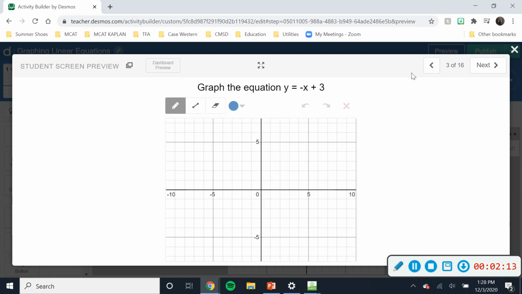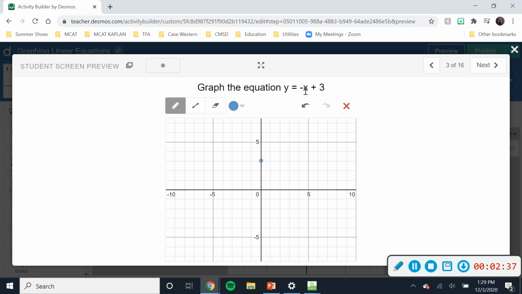Okay, we'll do a couple more for a little bit of practice. This one is y equals -x + 3. Again, always start with the y-intercept, so I'm going to put a dot at +3. And then I need to graph this slope. This slope has a negative sign in front of the x, which means it's -1.